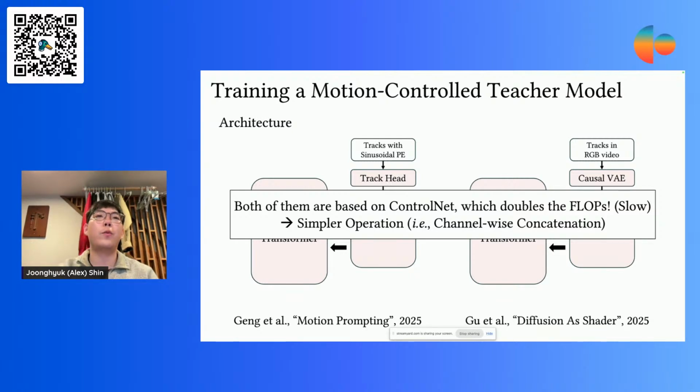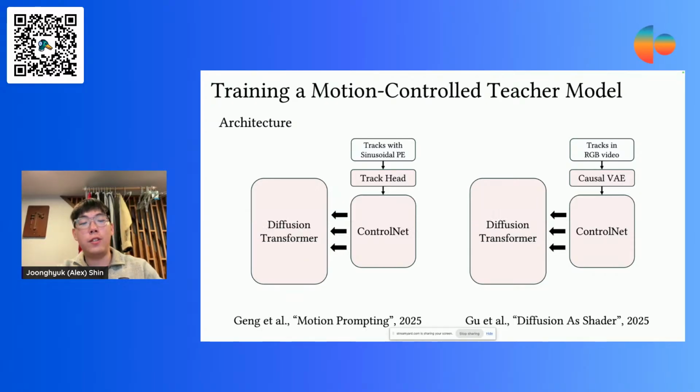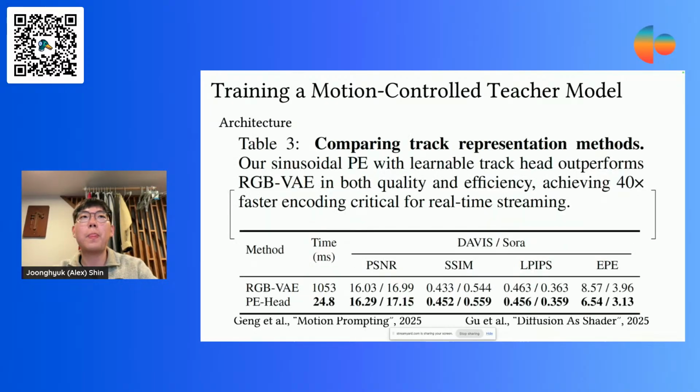So we thought that we had to use a simpler operation like channel-wise concatenation. Another thing to mention is the track head here is much more efficient than the causal VAE. Again, we don't want our architecture to bottleneck the entire system, so we decided to use this learnable track head instead of a causal VAE, because, as you have probably seen, encoding videos with a causal VAE is not really real time. At the end, we designed an efficient positional embedding plus learnable track head based track conditioning mechanism. If you use that, it is about 50 times faster, and the results are probably a bit more accurate.